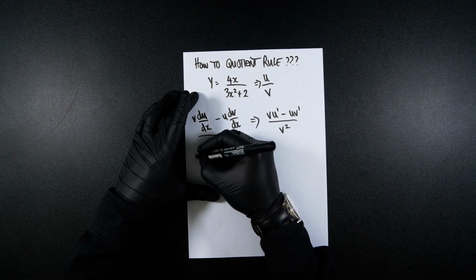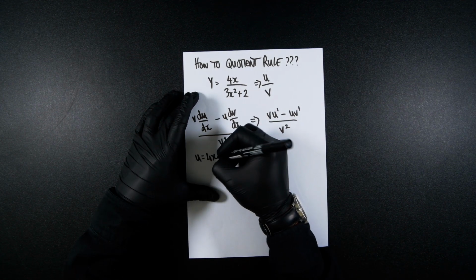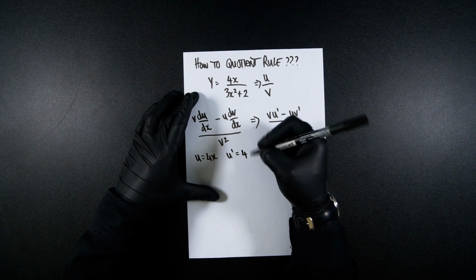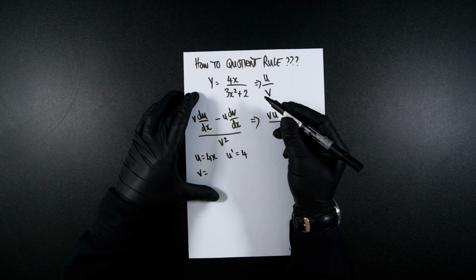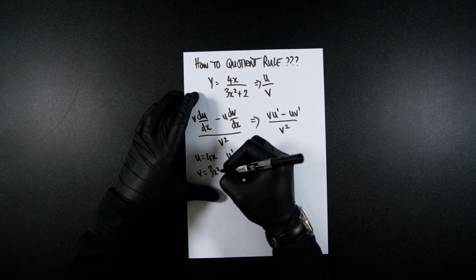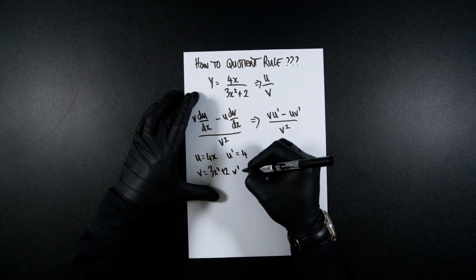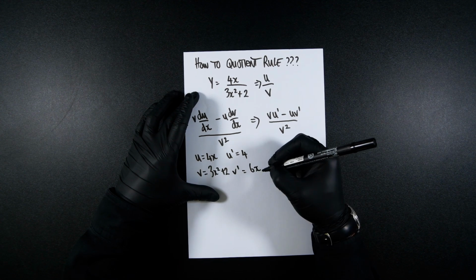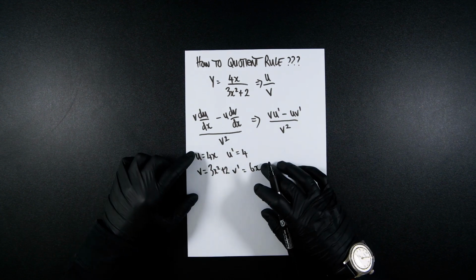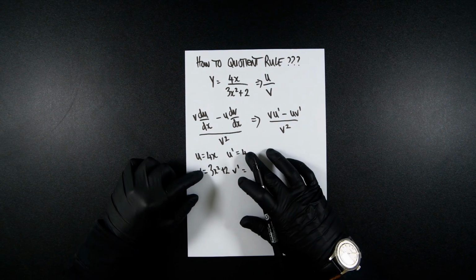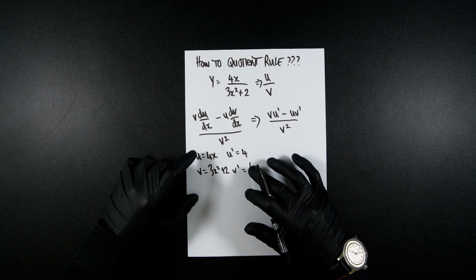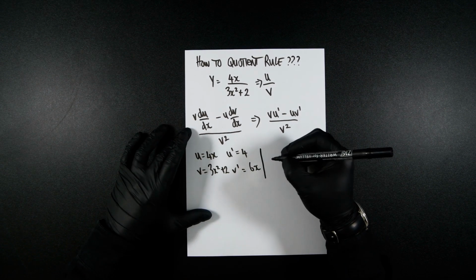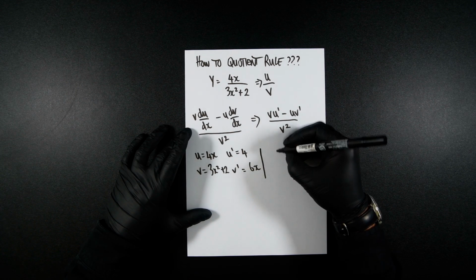So let's crack on. u equals 4x, so then u' would equal 4. v would be 3x squared plus 2, so v' would be 6x. We now just plug these in, so vu' minus uv' all divided by v squared, which is 3x squared plus 2.